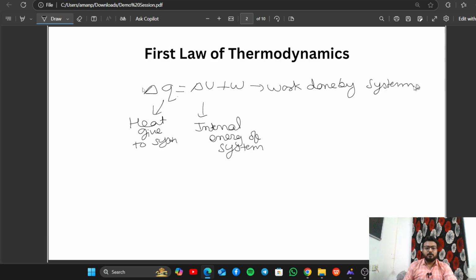Okay, so we have seen the examples also. So here we'll be seeing what is delta U. It is the internal energy of the system, which can be mathematically represented as m Cv delta T, which is a function of the change in temperature. So now we'll be seeing the types of processes in thermodynamics.